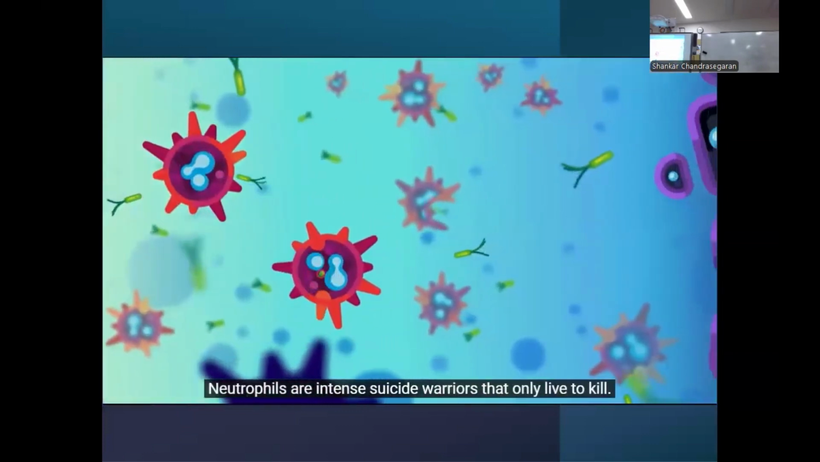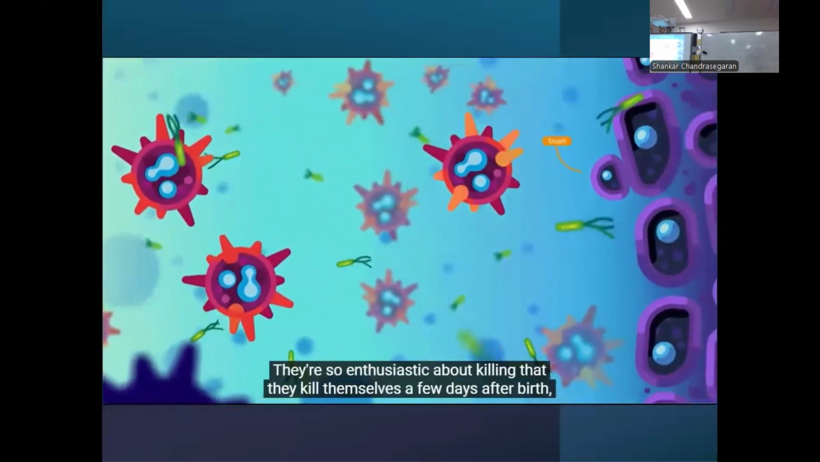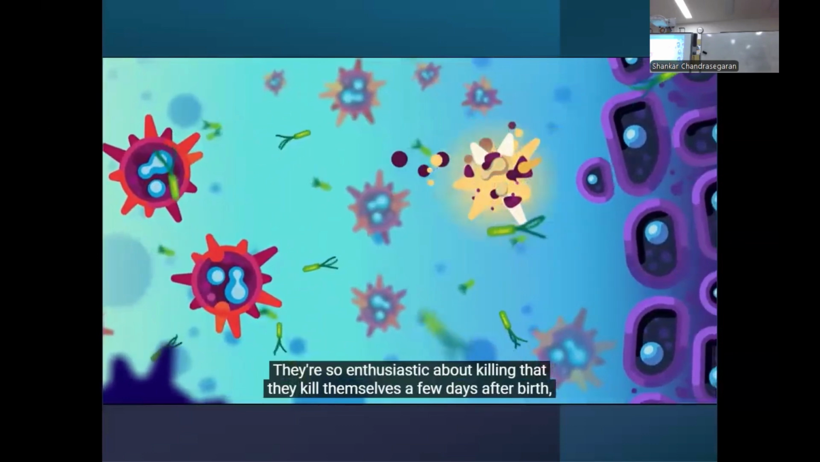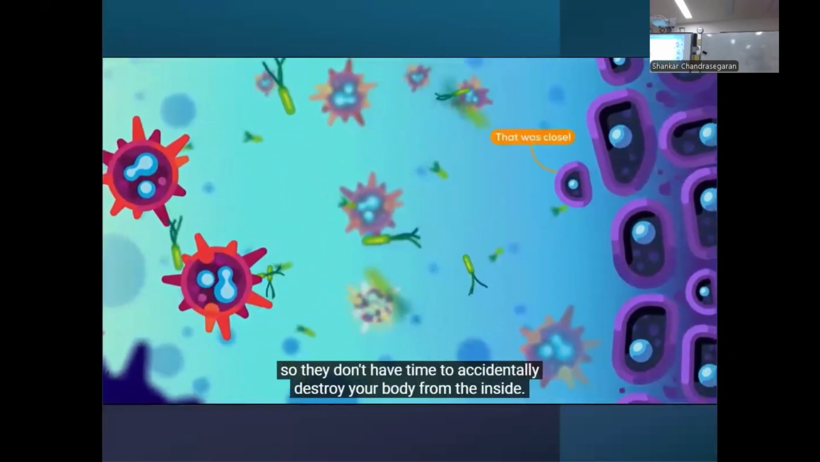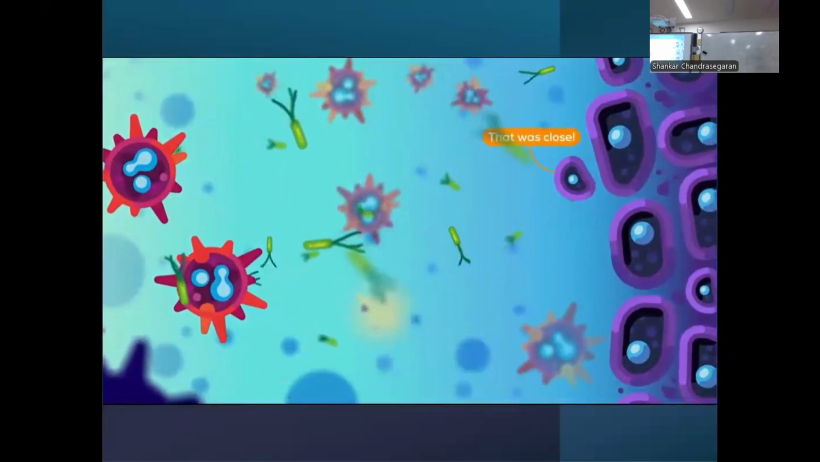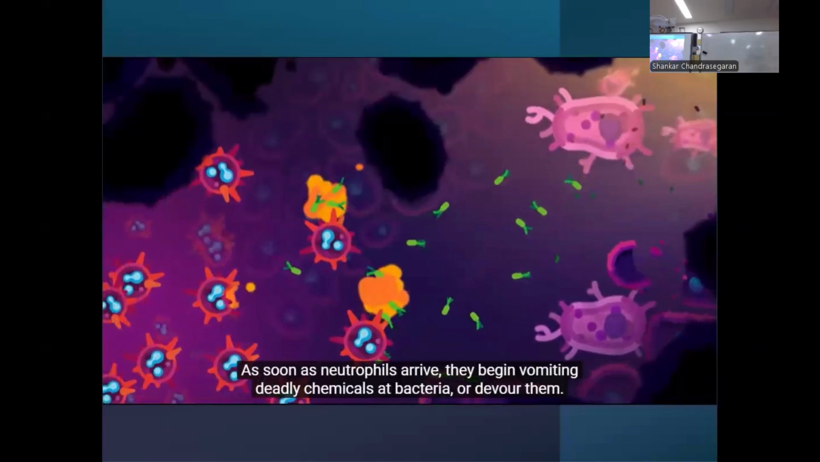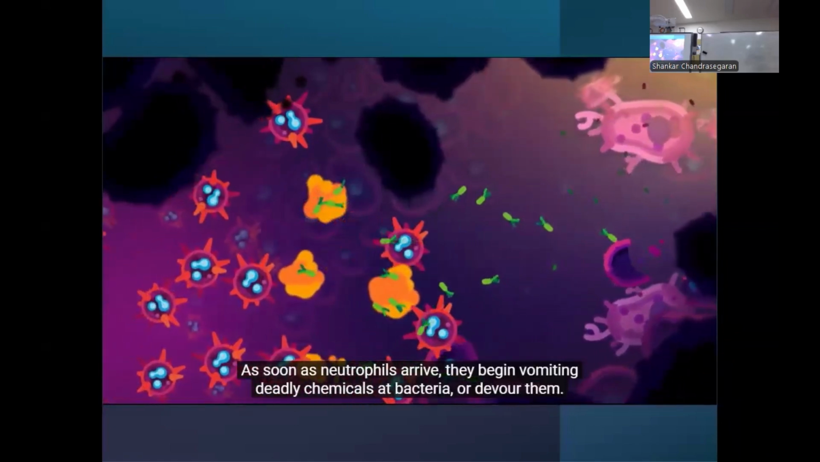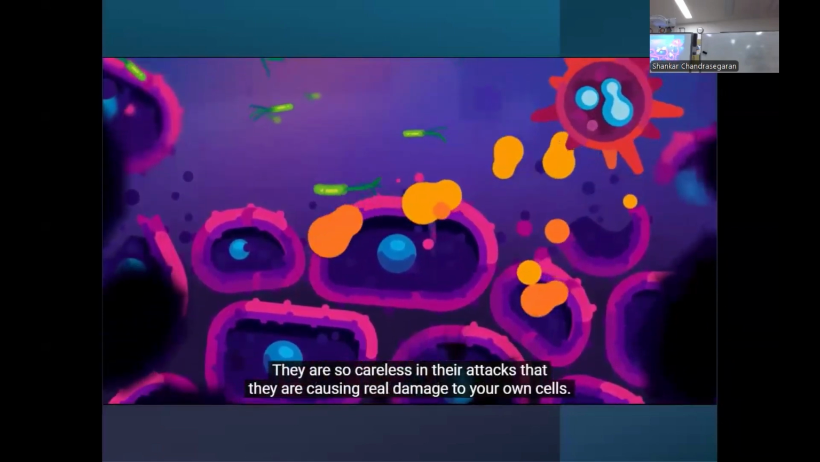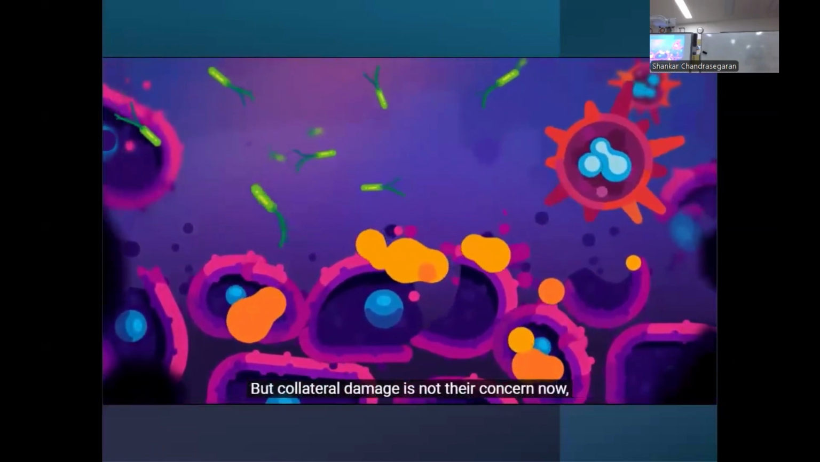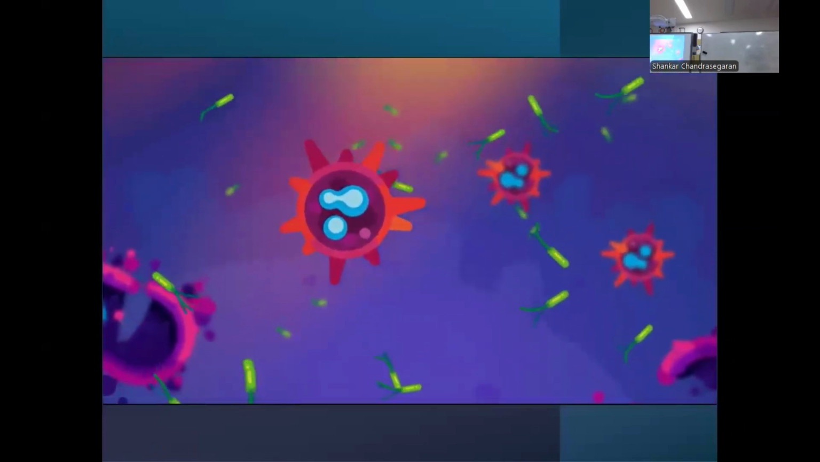Neutrophils are intense suicide warriors that only live to kill. They're so enthusiastic about killing that they kill themselves a few days after birth, so they don't have time to accidentally destroy your body from the inside. As soon as neutrophils arrive, they begin vomiting deadly chemicals at bacteria or devour them. They are so careless in their attacks that they are causing real damage to your own cells, but collateral damage is not their concern now, or ever.